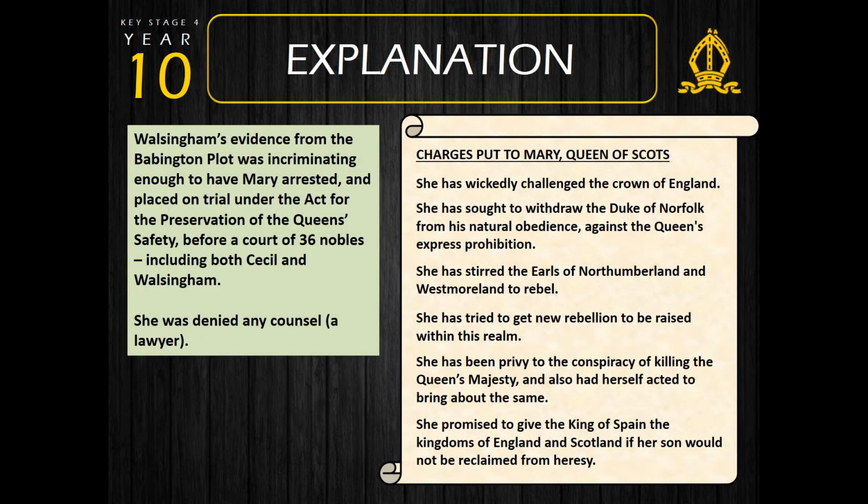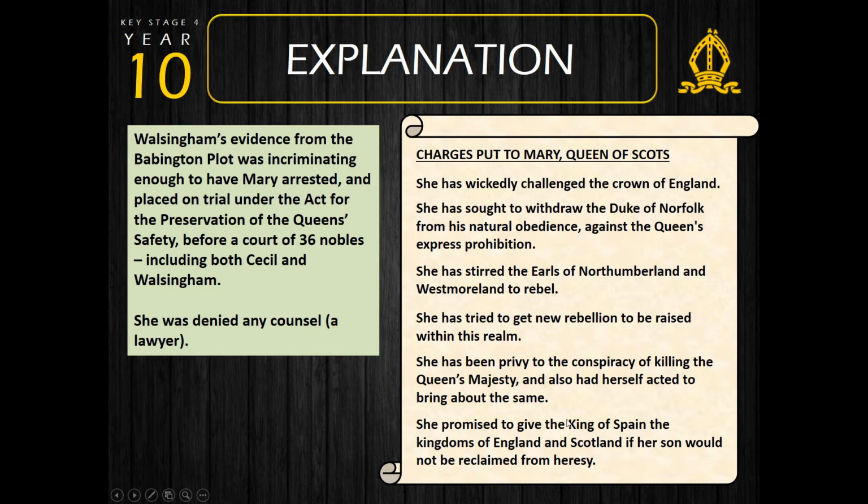However, Mary is put on trial. Okay, from that evidence, before a court of 36 nobles. Okay, she's not allowed a lawyer, and these are her charges. She's wickedly challenged the crown of England. Fair. She sought to withdraw the Duke of Norfolk from his natural obedience. Fair. Stirred the Earls of Northumberland and Westmoreland to rebel. Fair. She has tried to get a new rebellion to be raised within this realm. Blah, blah, blah. She has been privy to the conspiracy of killing the Queen's Majesty.